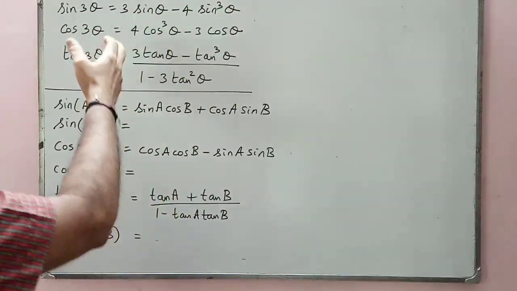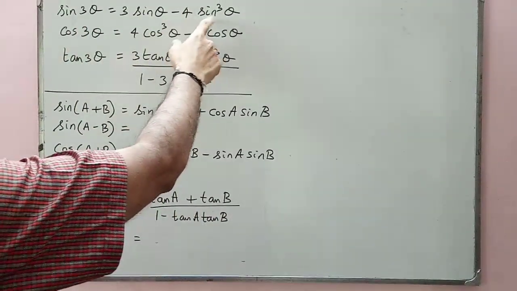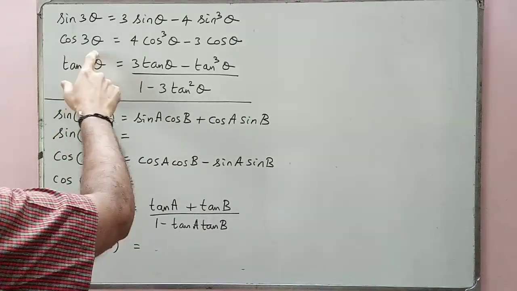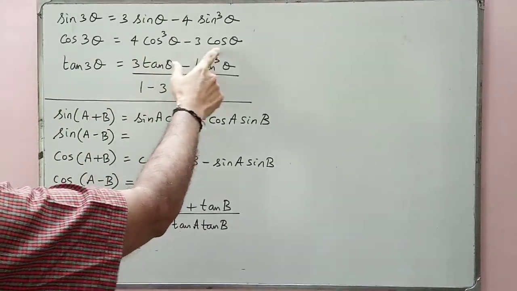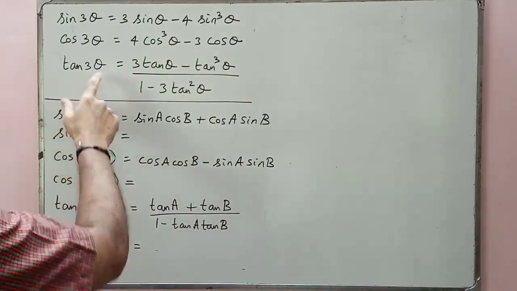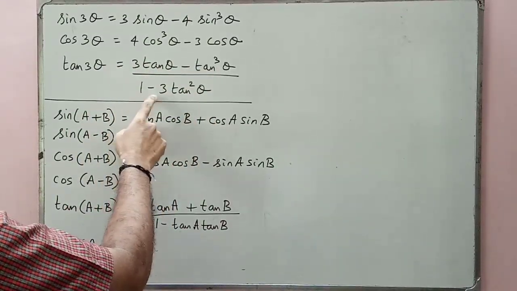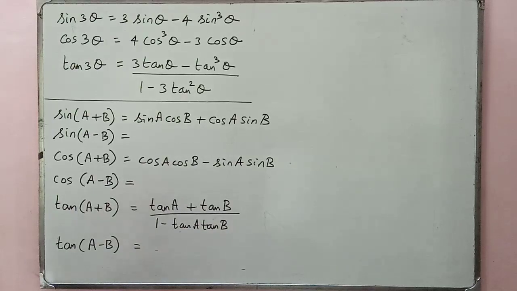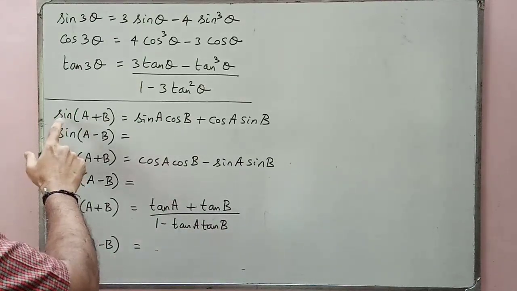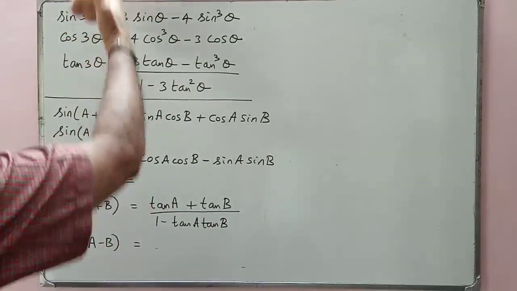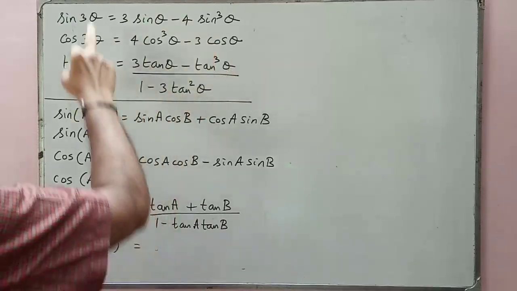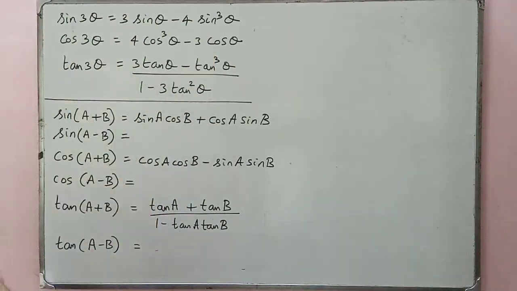Sin 3 theta is equal to 3 sin theta minus 4 sin cube theta. Cos 3 theta is 4 cos cube theta minus 3 cos theta. Tan 3 theta is equal to 3 tan theta minus tan cube theta by 1 minus 3 tan square theta. This is a separate set of 3 theta formulas. Only 3 we have: sin 3 theta, cos 3 theta and tan 3 theta.